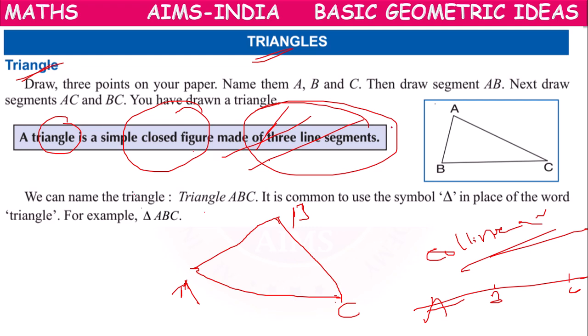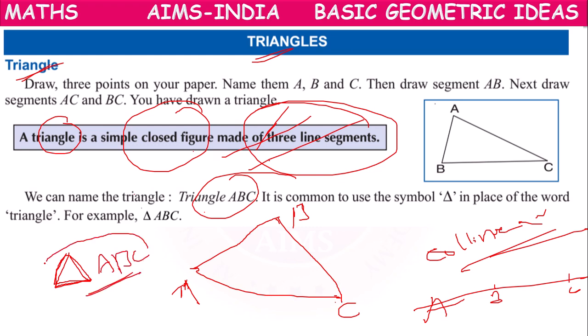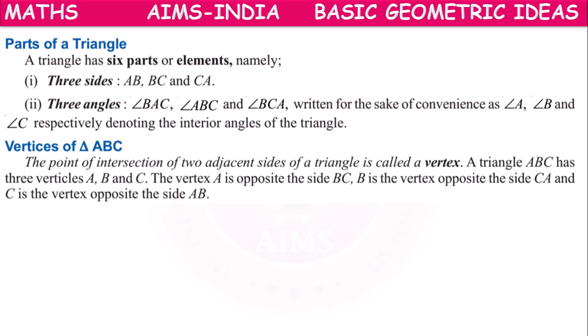We can name this as triangle ABC. Commonly, the triangle symbol, the delta symbol, is used to represent a triangle. So triangle ABC can be represented like this. Instead of writing the word triangle ABC, in place of the word triangle, we can use this symbol.